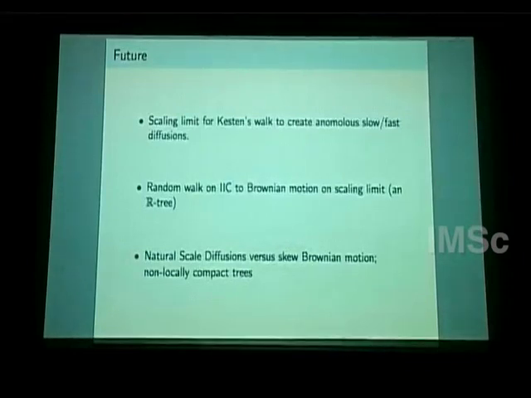This is called an R-tree. So the next thing to do is that you take any graph, you have a random walk on the graph. If the graph converges as a metric measure space to a real R-tree, can you show that the random walk goes to Brownian motion? This has implications in several problems in statistical physics. We are not very close to the answer, but reasonably there.